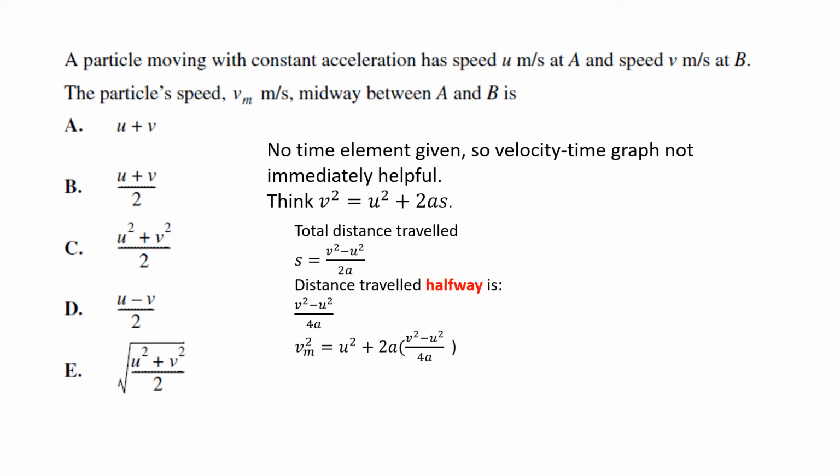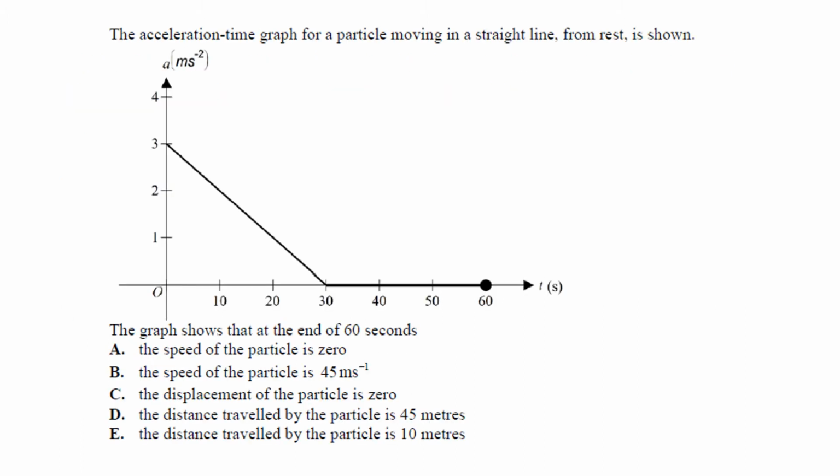And by doing that, the speed at the midway point, vm squared, is u squared plus 2a times that expression. Crossing out the a's leads to this expression, collecting your u's, and then taking the square root makes e the answer. Of course, we drop the negative because in this particular situation the constant acceleration we're holding to be positive. So there we go. That's how you do that particular question.